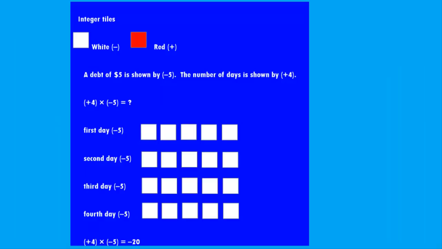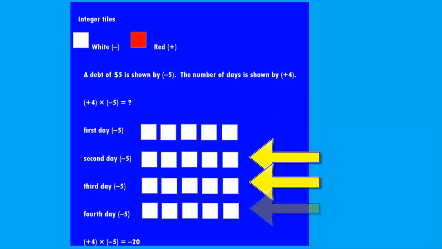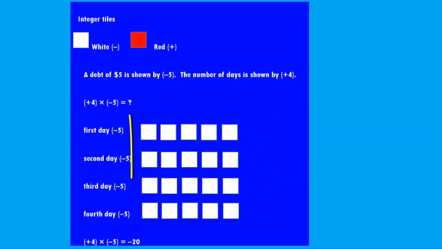Using integer tiles, negative integers are represented with white units and positive integers with red units. On the first day, a debt of $5 is shown using 5 white tiles. This continues for a total of 4 days. The final accumulation of white tiles represents your net worth.